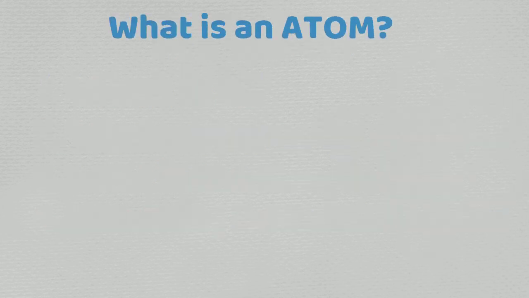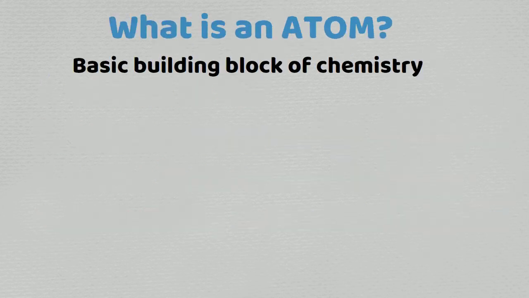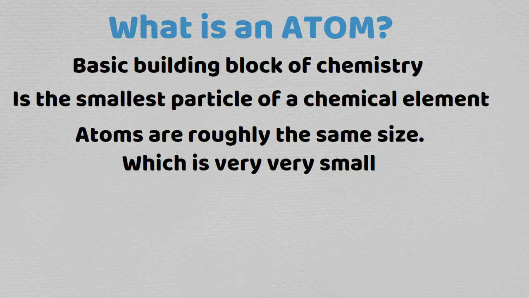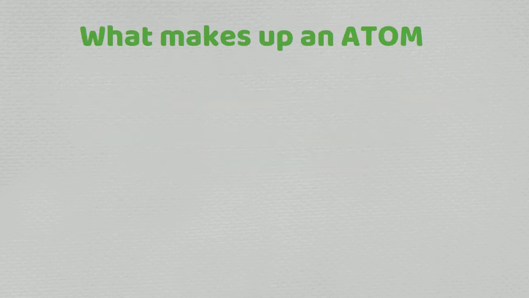So what is an atom? An atom is the basic building block of chemistry and makes up everything around us. They are the smallest particles of a chemical element, and all atoms are roughly the same size, which is very, very small.